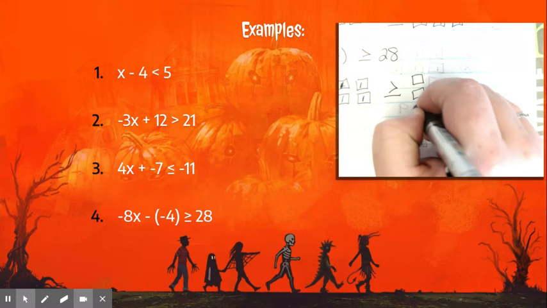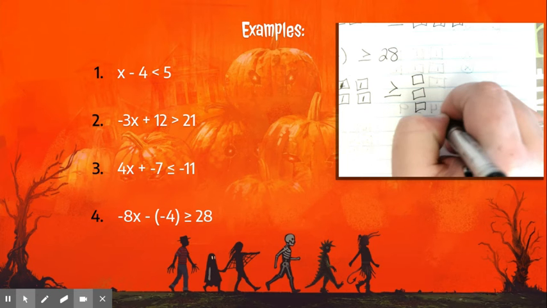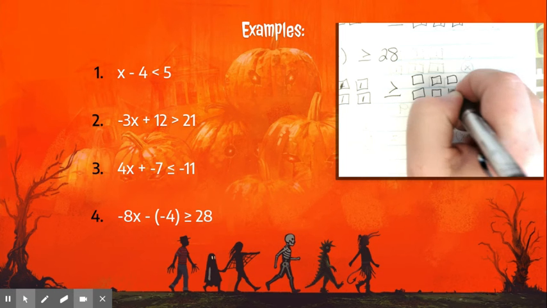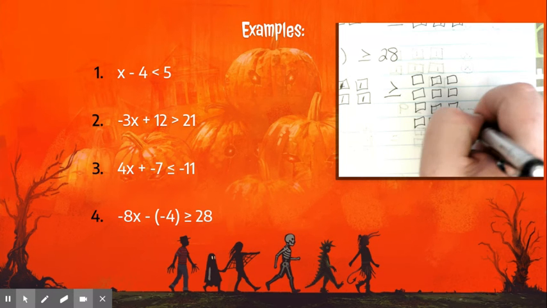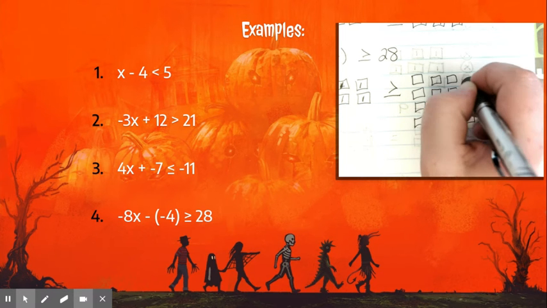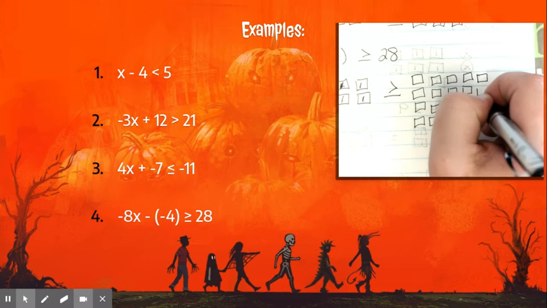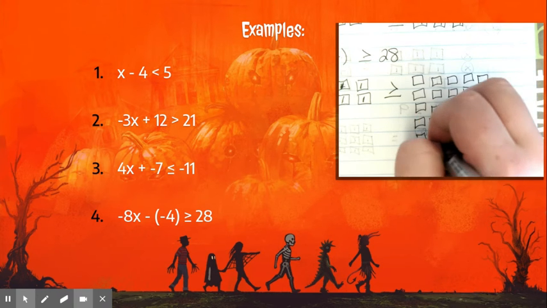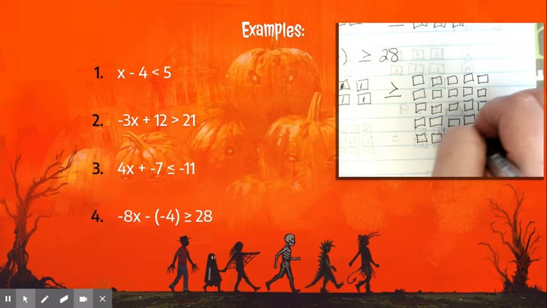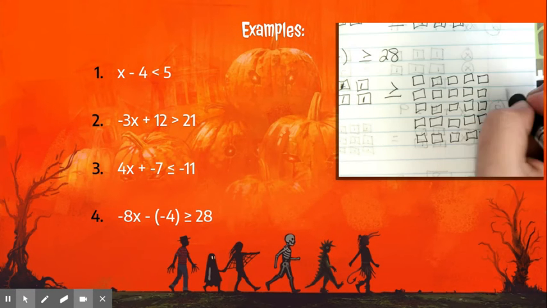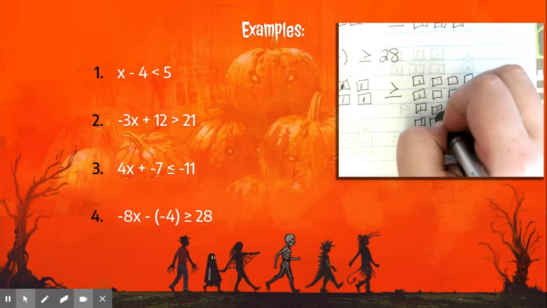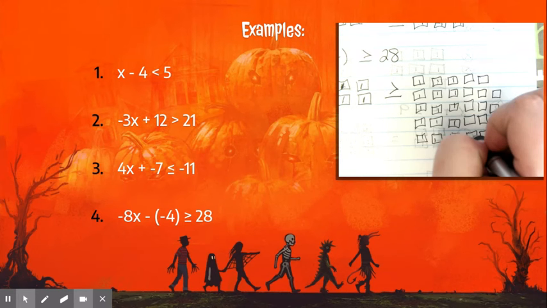1, 2, 3, 4, 5, 6, 7, 8, 9, 10, 11, 12, 13, 14, 15, 16, 17, 18, 19, 20, 21, 22, 23, 24, 25, 26, 27, 28. And those are all positive. So they're all 1s.